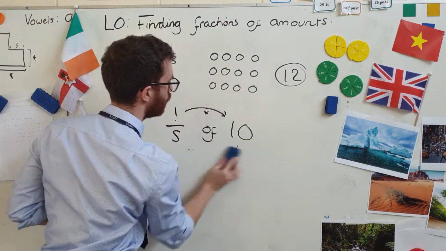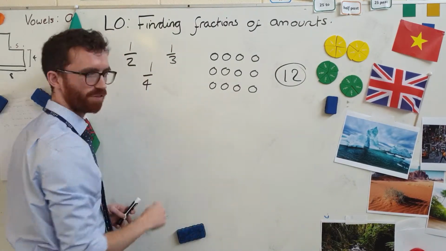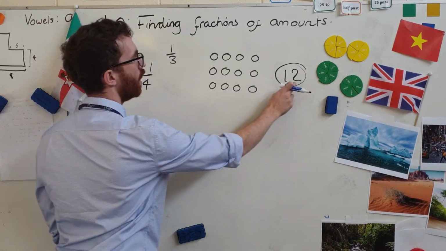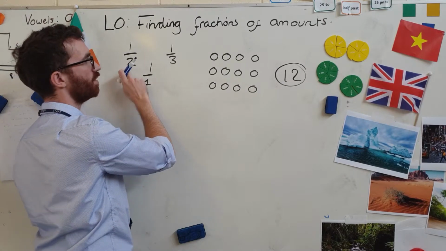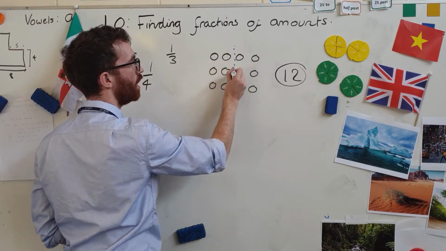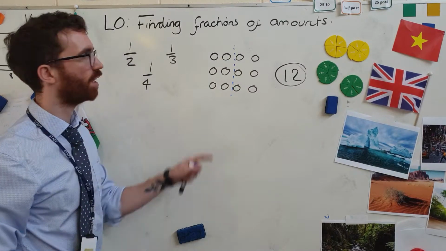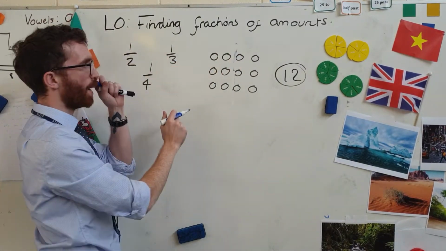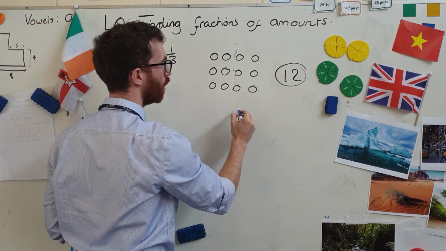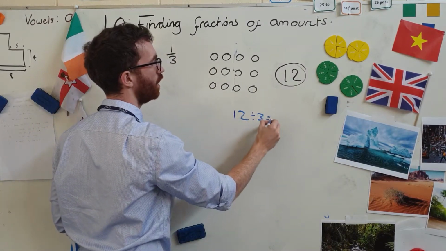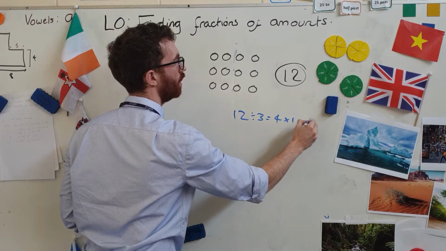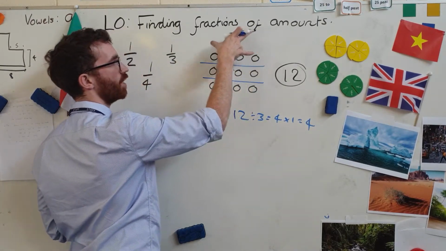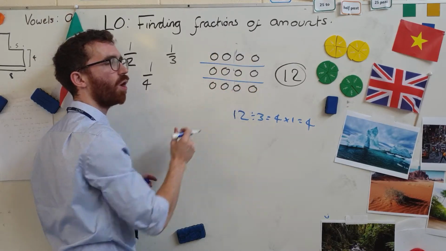Let's have a look up here with these beads then. Half of the beads, well, 12 divided by 2 is 6, times 1 is 6. Let's just check that that's right. Oh yeah, half of the beads would be 6 beads. Let's have a look at this. 1/3 of the beads. Well, 12 divided by 3 equals 4, times 1 equals 4. Let's have a look at that. Is that right? Let's split them into thirds. Oh yeah, look. 1/3, 1/3, 1/3.